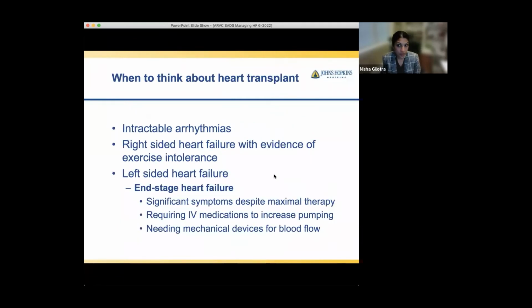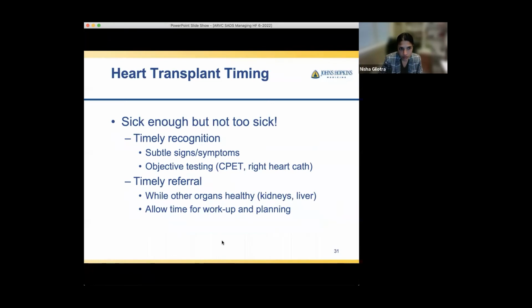So when do we think about heart transplant? There are a couple of different indications, and heart failure is not the only indication. So really intractable arrhythmias, and this is not specific to ARVC either. This is just kind of all indications for heart transplant in the broader sense for heart failure. Right-sided heart failure, left-sided heart failure, again, significant symptoms despite maximal therapy, needing IV medications to increase pumping in the heart, needing mechanical devices for blood flow.